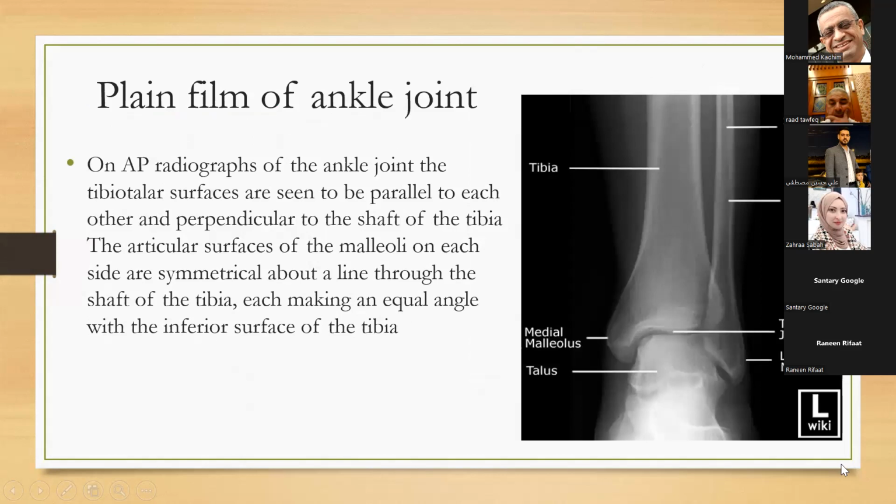A plain film of the ankle joint. On AP radiographs of the ankle joint, the tibiotalar surfaces are seen parallel to each other and perpendicular to the shaft of the tibia. The articular surfaces of the malleoli on each side are symmetrical about a line through the shaft of the tibia, each making an equal angle with the inferior surface of the tibia.